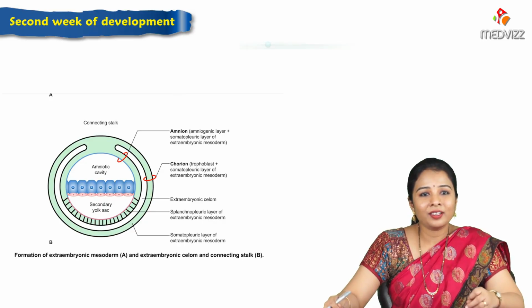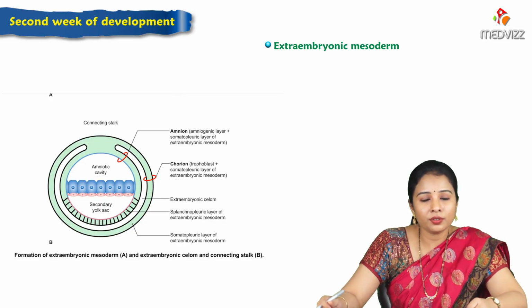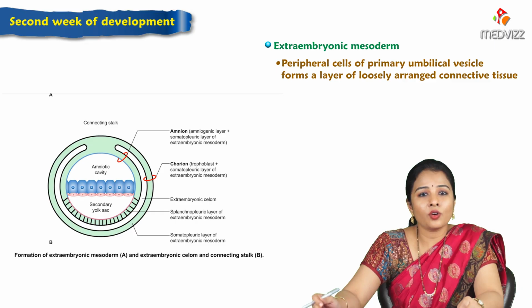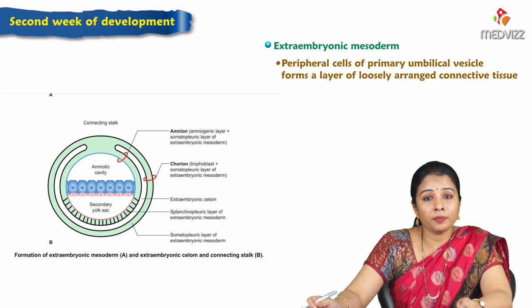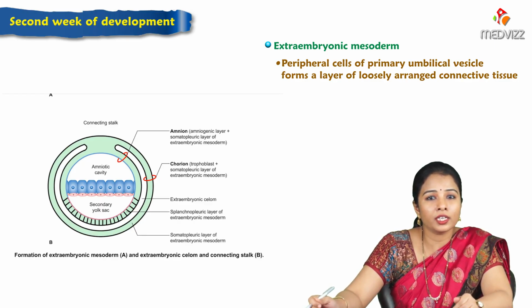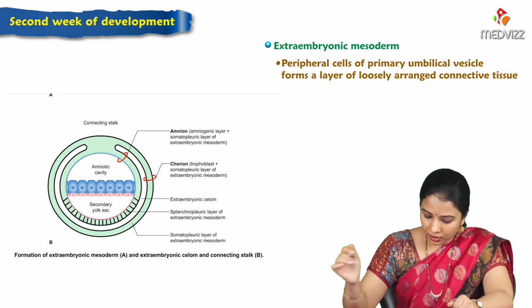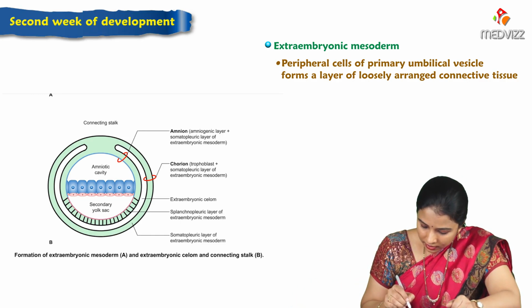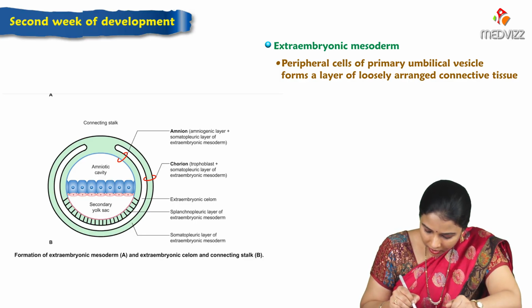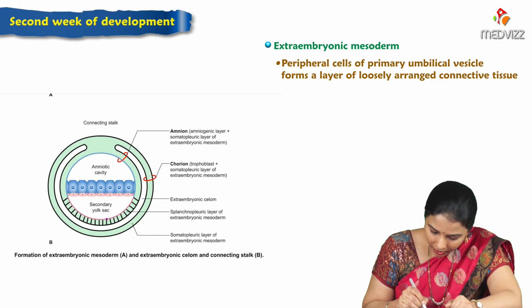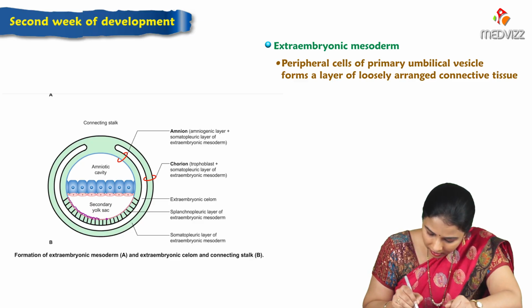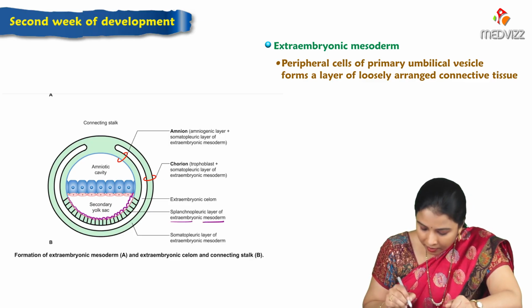Let's see the further development of extraembryonic mesoderm. So the peripheral cells of the primary umbilical vesicle, that is the primitive yolk sac, the peripheral cells form a layer of loosely connective tissue which is called as extraembryonic mesoderm. So here this is the extraembryonic mesoderm. This is the primary yolk sac now turned to form secondary in this picture. So these cells, they are dividing to form extraembryonic mesoderm.